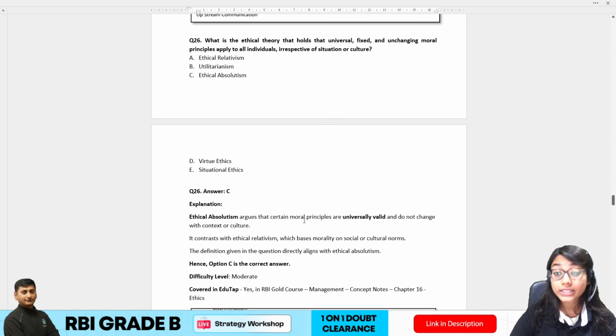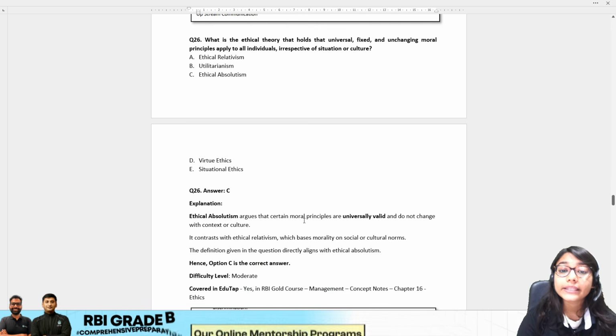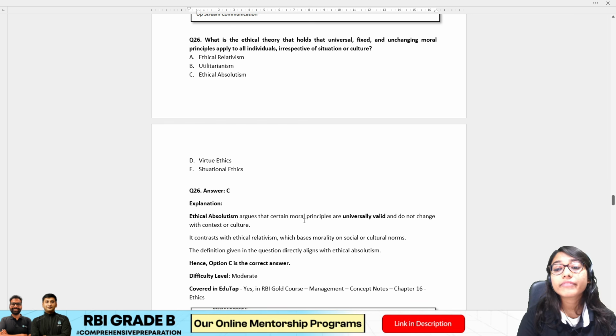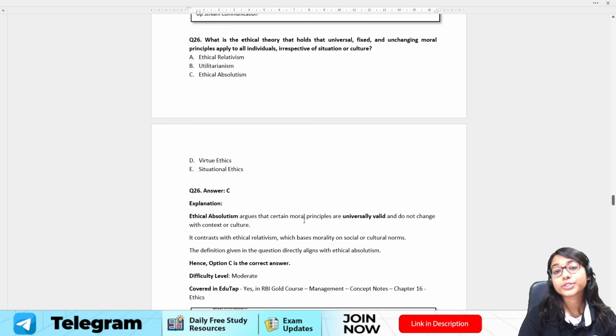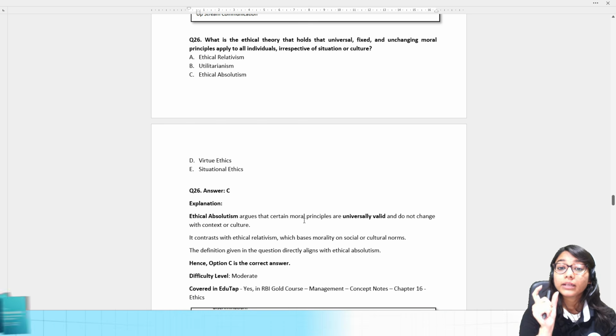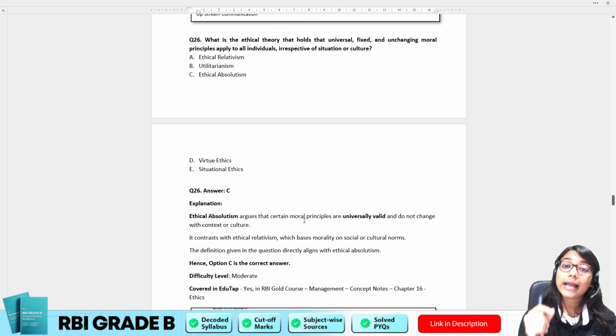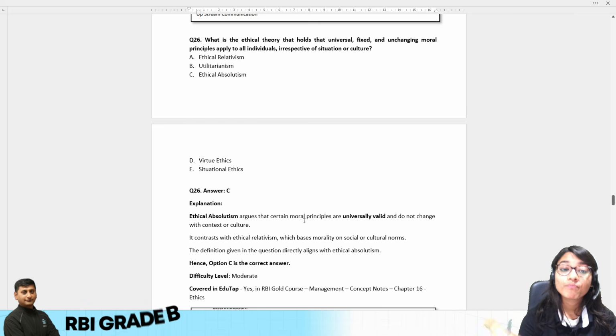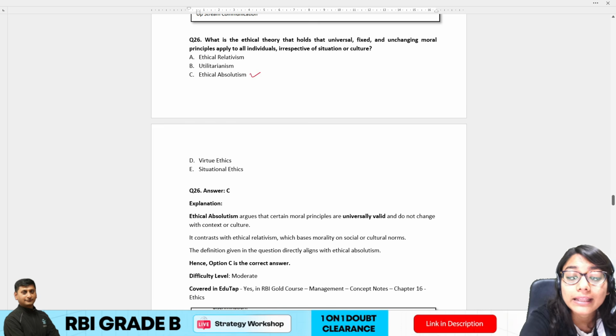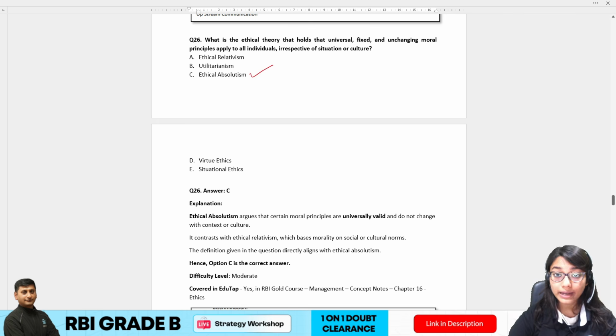Now, if we have a look at the next question. Which ethical theory holds universal, fixed, and unchanging morals apply to all individuals irrespective of situation or culture? So basically, this theory says that ethics are fixed, it is unchanging. This will apply to everybody irrespective of their culture, situation, background, everything. This is nothing but ethical absolutism. Answer is option C. Why?